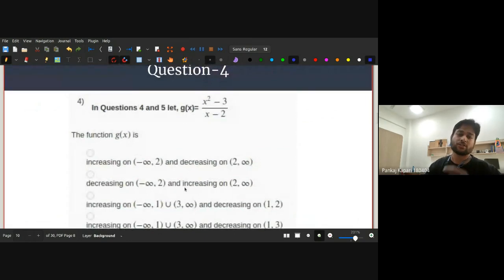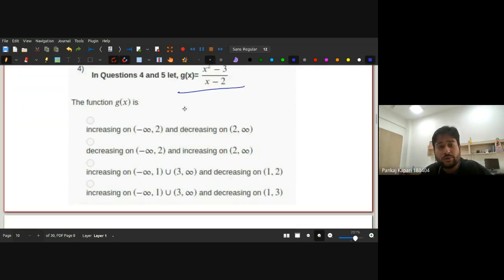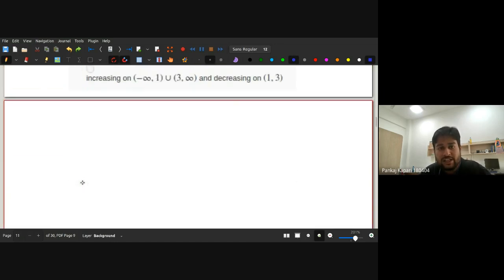For the next two problems, we will assume that our function is this. This g(x) is a rational function, a quotient of two polynomials. One is x squared minus 3 and one is a linear polynomial x minus 2. You can notice that the function is not defined at x equal to 2. Looking at these options, you have to determine in which part of its domain the function is increasing or decreasing.